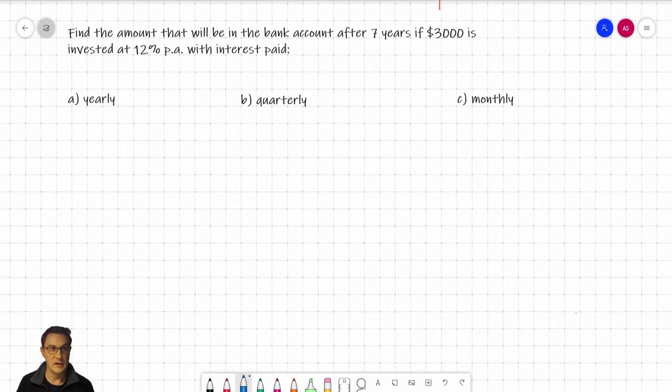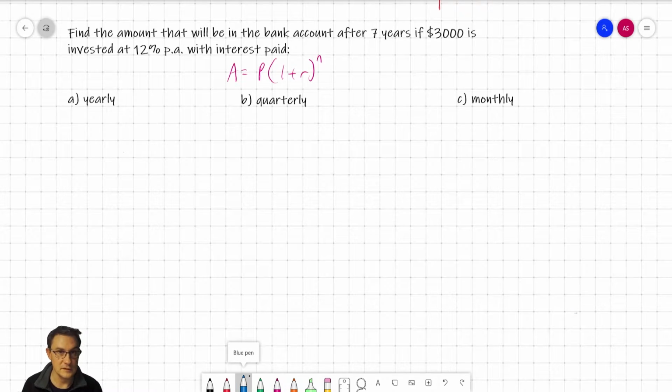Amazing people. We've got another example now of compound interest, and we're asked to find the amount that will be in the bank account after 7 years if $3,000 is invested at 12% per annum, with the interest rate paid in the first case of A, yearly, in the case of B, quarterly, in the case of C, monthly. So in all of these here, we're going to use the compound interest formula of 1 plus r to the power of n. But the key aspect here is for each of these, we need to make an adjustment.